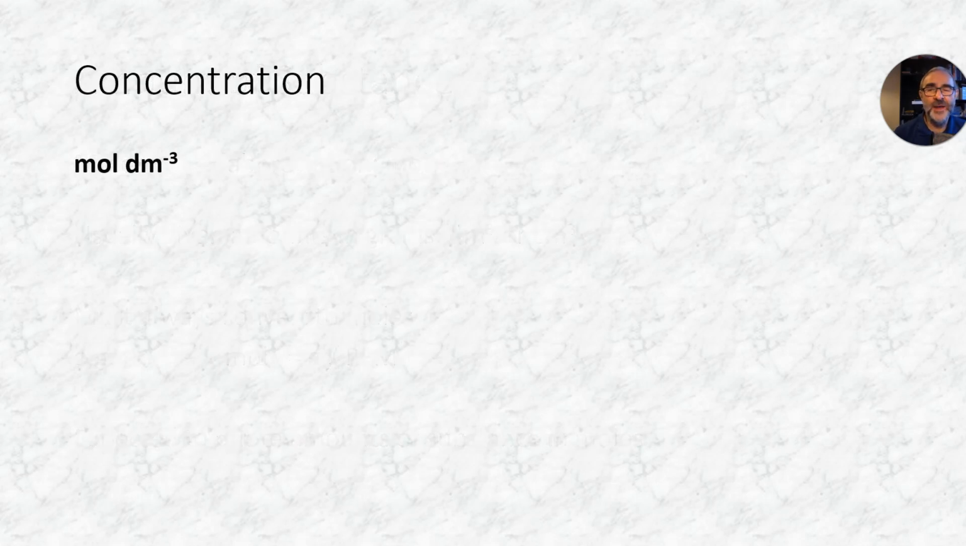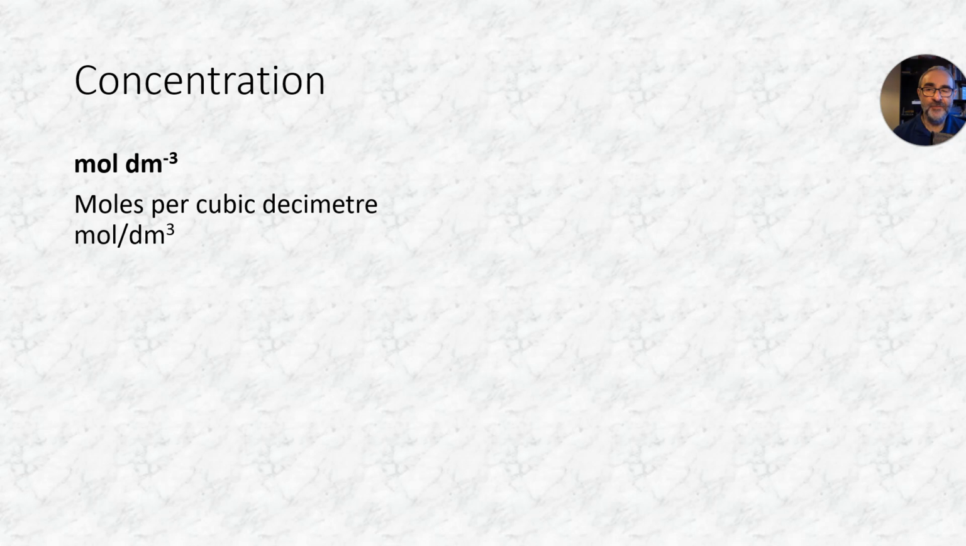Next we have concentration, and concentration is the amount of substance in a given volume. Now the amount of substance is in moles, of course, and the volume we tend to measure in is decimeters cubed. So the unit is moles per decimeter cubed. So we should write that mol dm^-3. You might also see it written as mol/dm3.